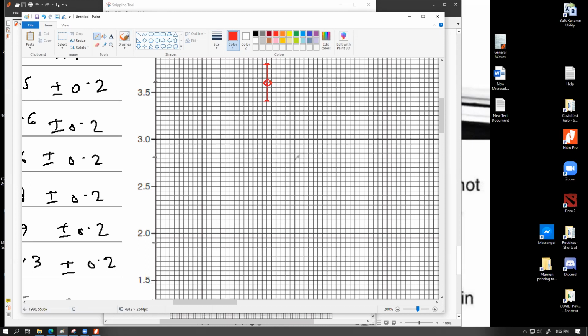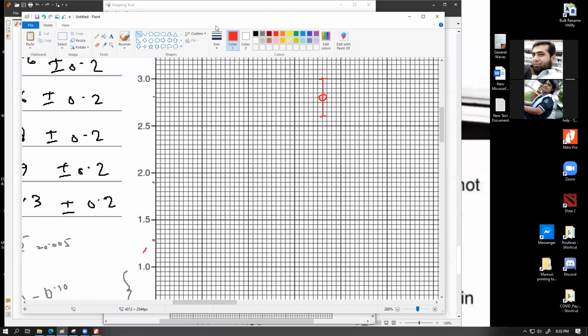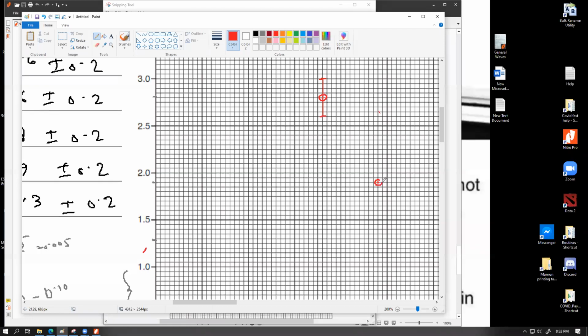Ten, 20, 30, 34, 35, 36. One, two, three, 4. 1 2 3 4. হচ্ছে এটা 48. 10 20 30 40 50, 48. One, two, three, 4. 1 2 3.